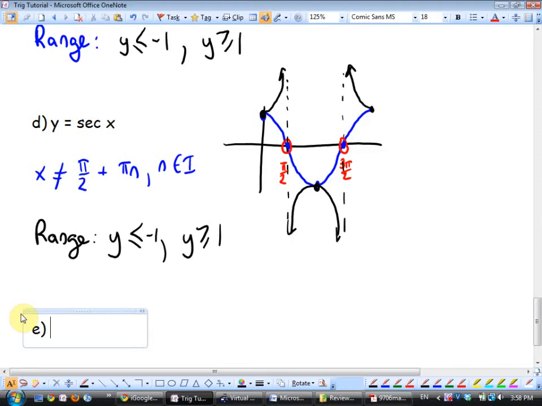Find the domain of y equals 3 cotangent of 2x. This is what you were wondering about, right?